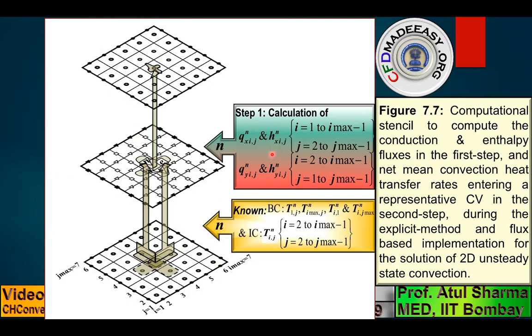To calculate the enthalpy flux at the boundary of the domain, we don't need to use any advection scheme because the boundary temperature is already calculated from a boundary condition. From the boundary condition, you already know the temperature at the boundary grid point. So there is no need to use any advection scheme.